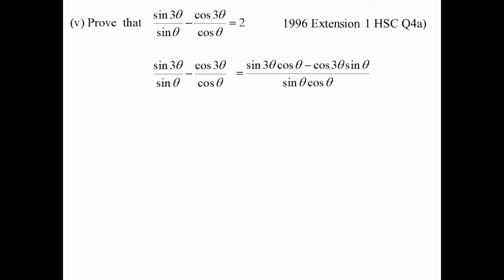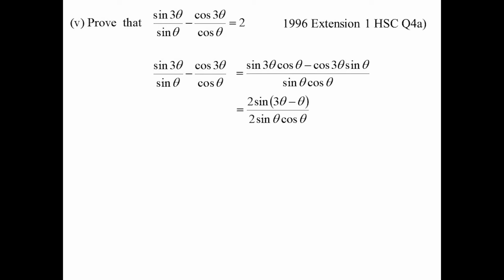Some people wasted a lot of time with this particular one because they saw the sine 3 theta and they thought, hang on, I've got to use my compound angle results to work out what sine 3 theta is. But if you put it all together as an algebraic fraction first, something nice happens. Look at the top of the fraction. Sine cos, cos sine. So actually I could rewrite the top one as sine of 3 theta minus theta.